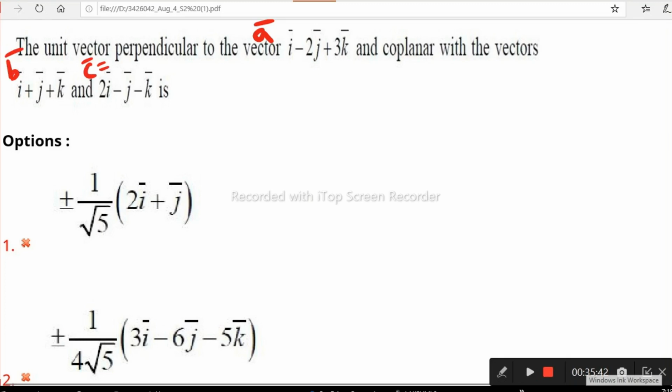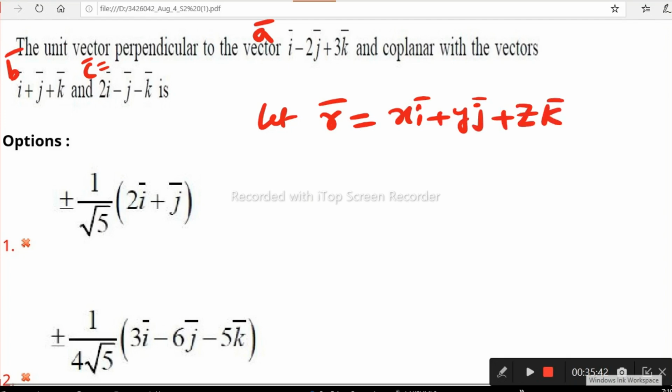First, let r bar be the required vector, some xi plus yj plus zk. I am taking it, okay? So we can observe three conditions are there. Unit vector: all unit vectors have magnitude 1 only. So repetition is there, I checked already. ఇప్పుడు నేను ఏం చేస్తాను, r is coplanar with b and c. r, b, c coplanar కండిషన్ వెరిఫై చేస్తున్నాను చూడండి.